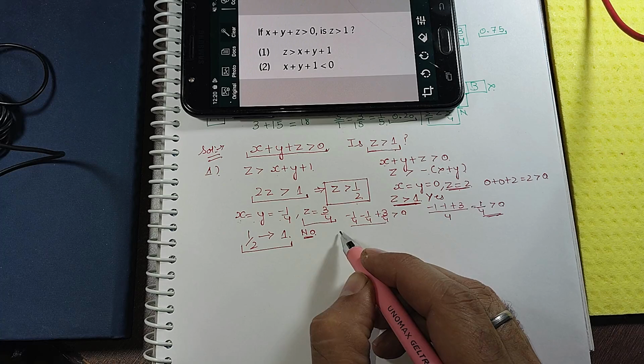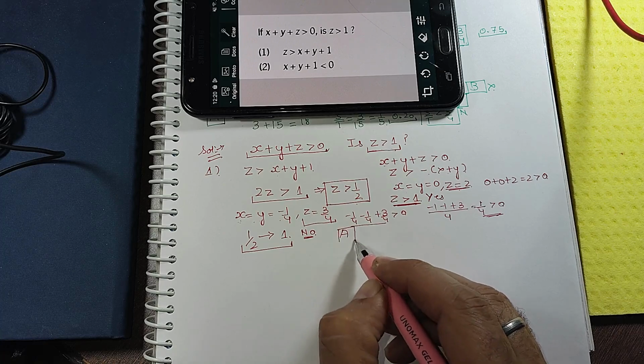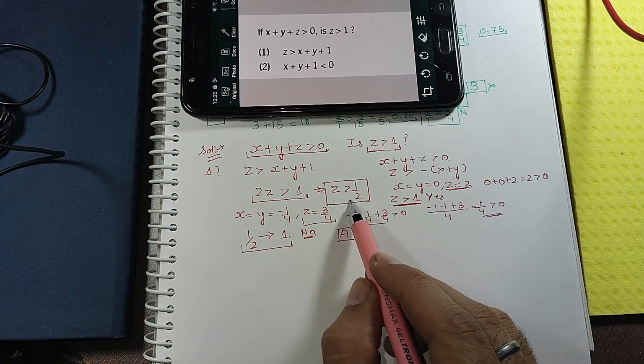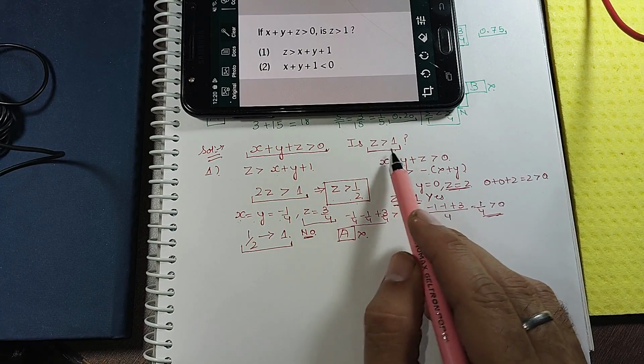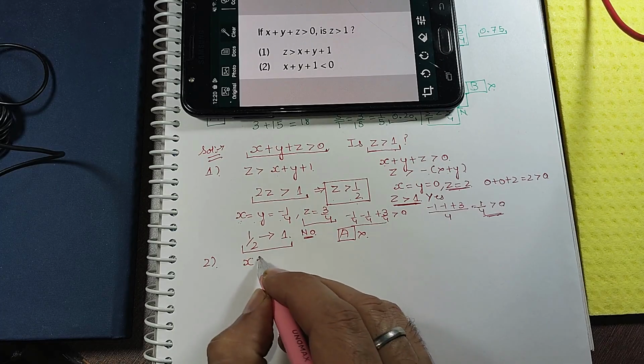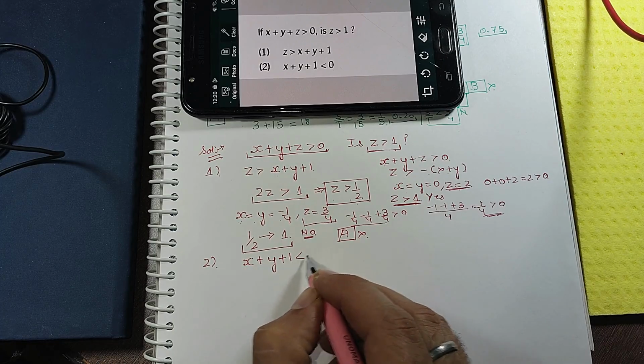So I will say that statement A is not sufficient to answer my question, right? Simply by having this, that z is greater than 1 by 2, I can't answer the question that whether z is greater than 1 or not, right? Now moving to statement 2. Statement 2 tells me that x plus y plus 1 is less than 0. So x plus y plus 1 is less than 0.